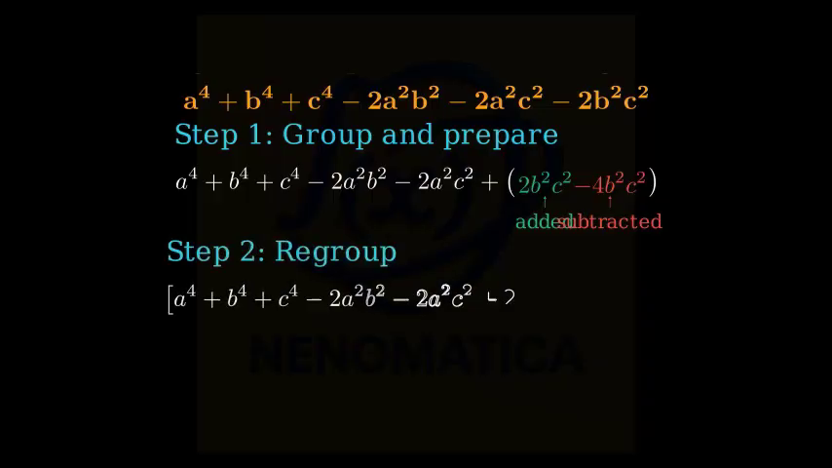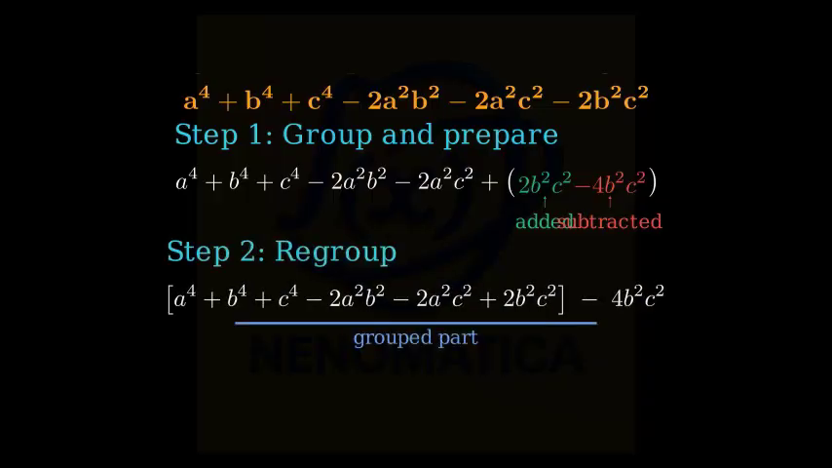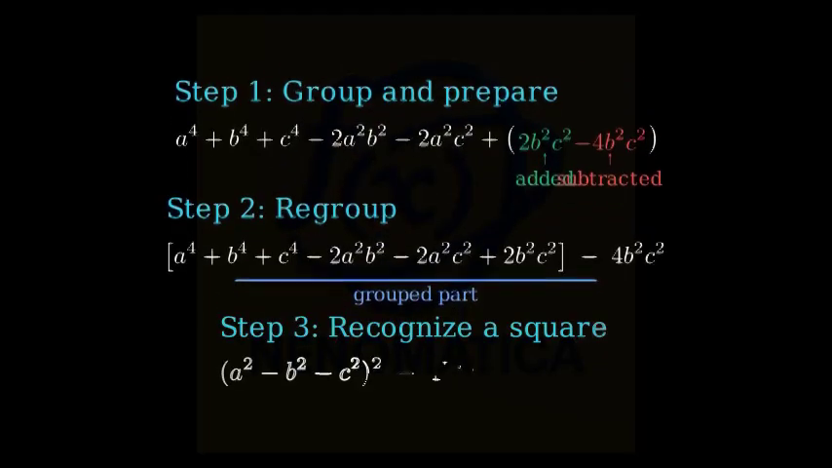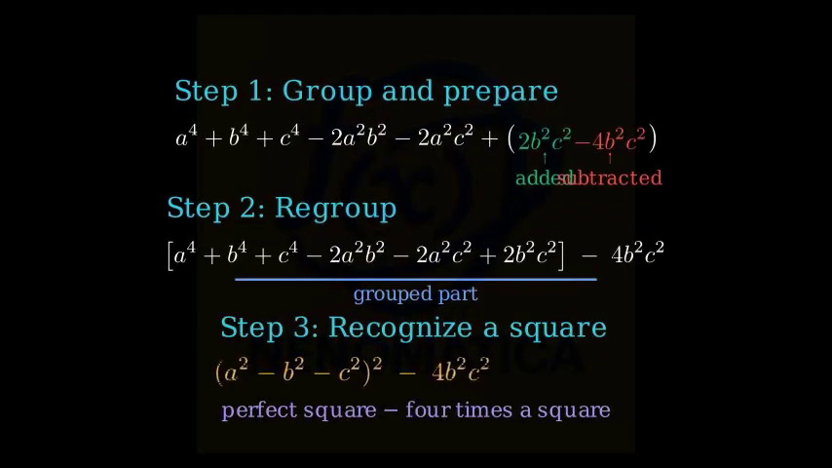Step 2. Regroup. Combine the first 6 terms as a perfect square candidate, and leave the negative 4b squared c squared outside. Step 3. Recognize a perfect square. The bracket becomes the square of a squared minus b squared minus c squared. So we have a squared minus b squared minus c squared, all squared minus 4b squared c squared.